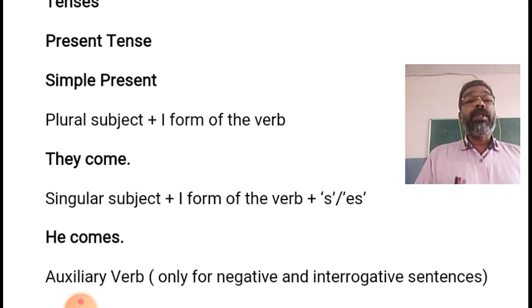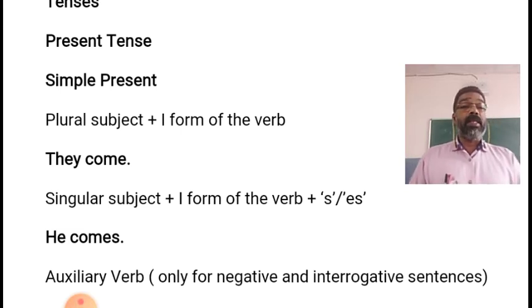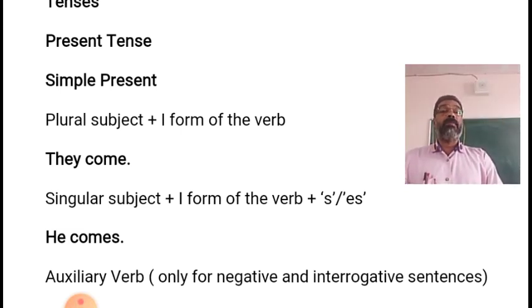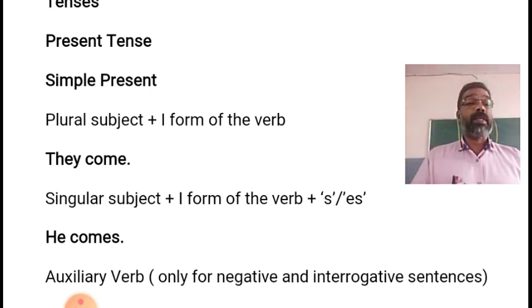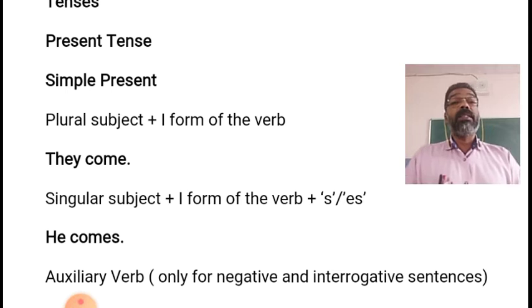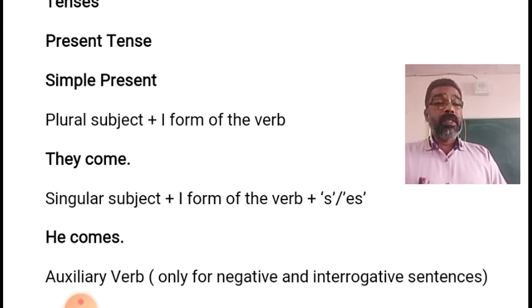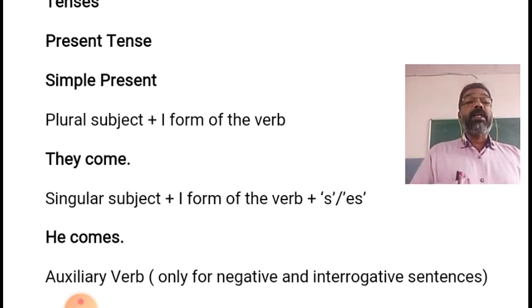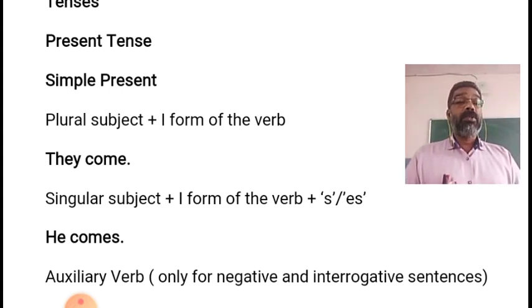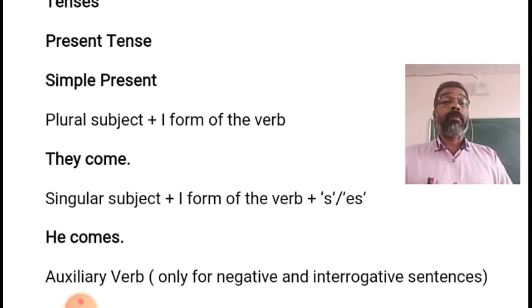Come, C-O-M-E, the word ends in E. So, when we may add S or ES, only S will be added. E is already there, so only S will be added. So, this S or ES will be added to the verb only when the subject is singular. He comes. He is the subject, he is singular, so we use a singular verb comes. So we added s to the verb come.